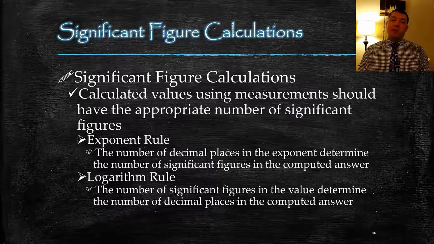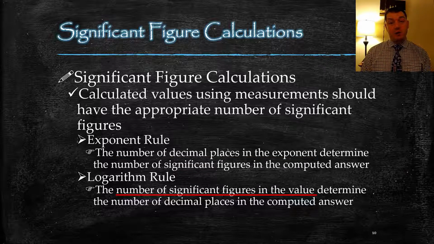When you're using exponents or logarithms, it's a slightly strange rule. When we have an exponent that uses a measured value, we actually look at the number of decimal places in the exponent. However many decimal places are in the exponent will tell us how many significant figures our answer should have. The number we use in the logarithm determines how many significant figures there will be in the computed answer.